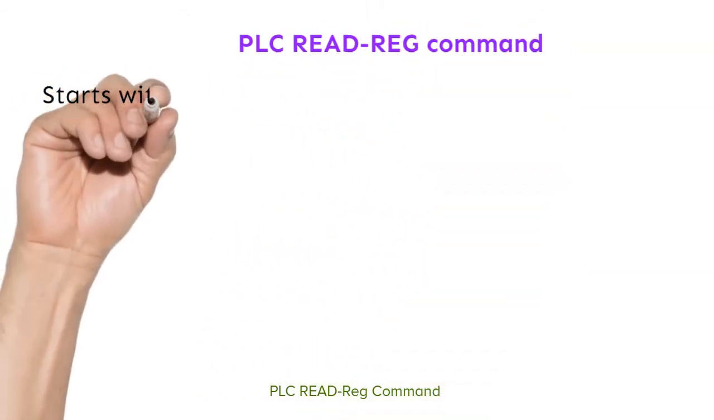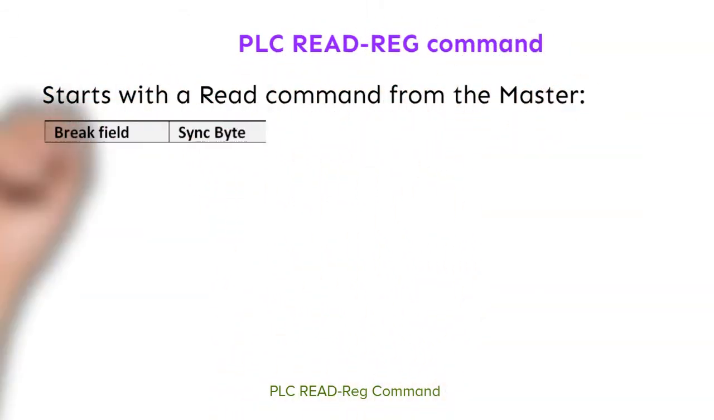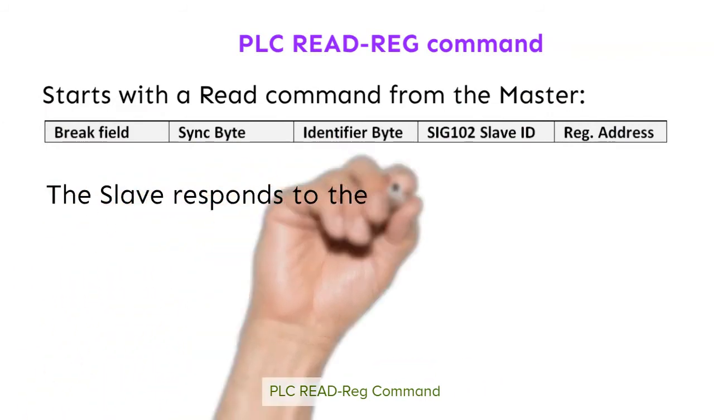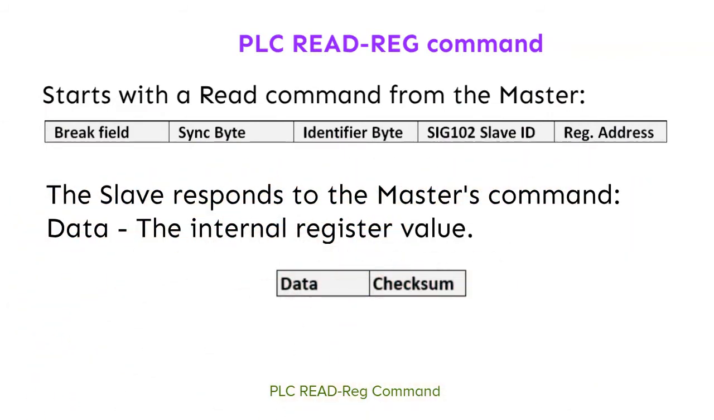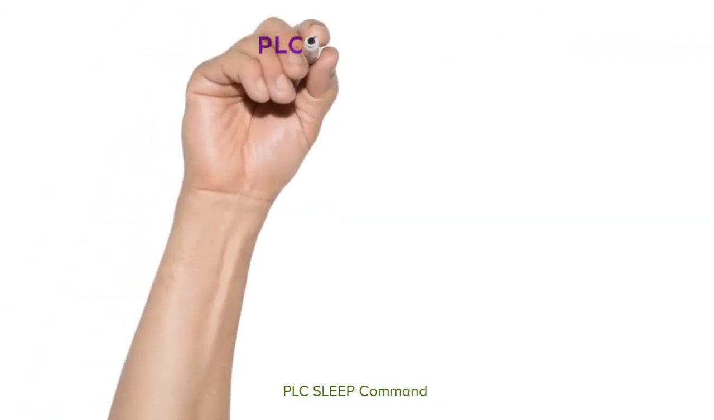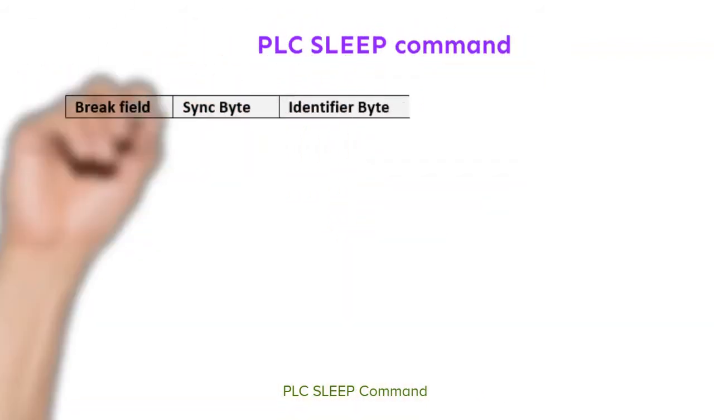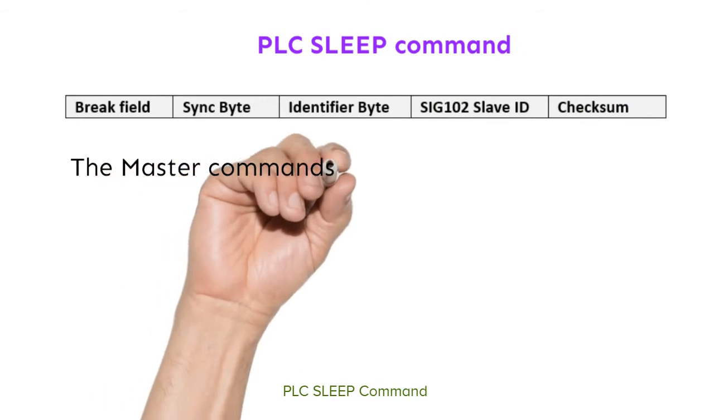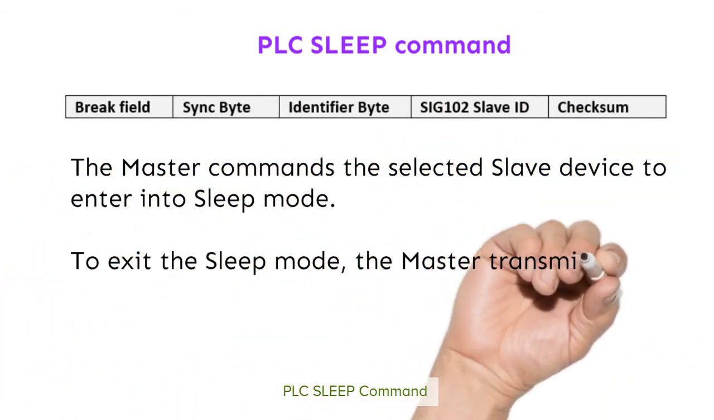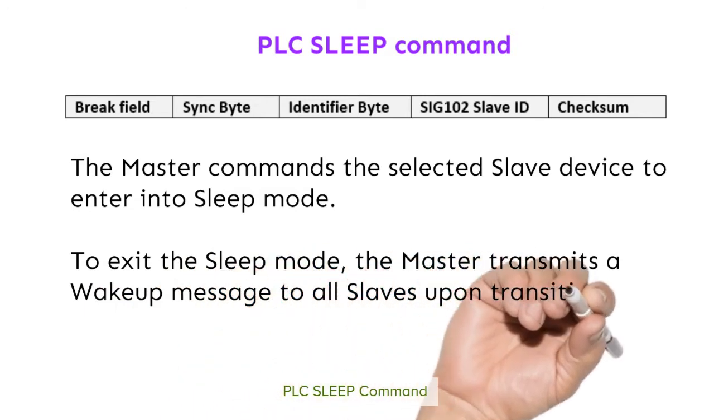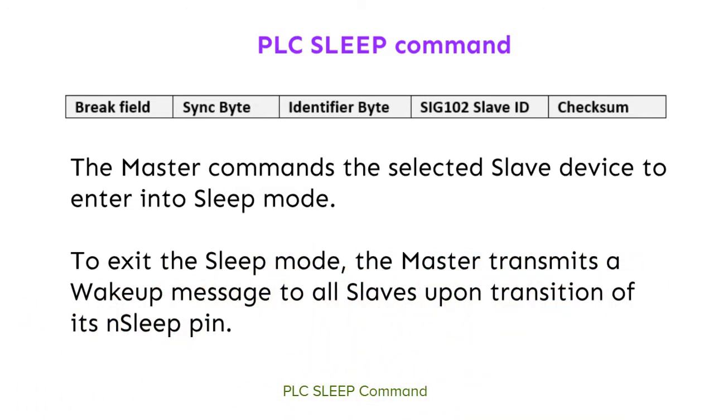Plc Read Reg command. It starts with a read command from the master. The slave responds to the master's command with its internal register value and a checksum. The Plc Sleep command: the master commands the selected slave device to enter sleep mode. To exit sleep mode, the master transmits a wake-up message to all slaves upon transition of its end sleep pin.